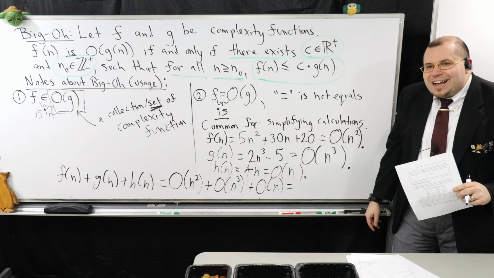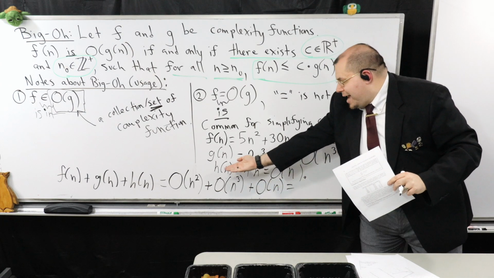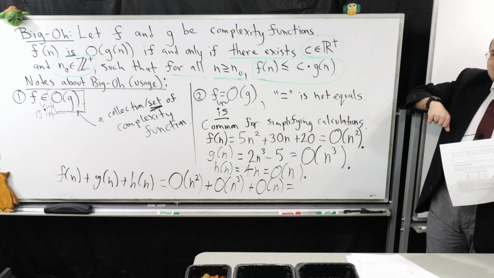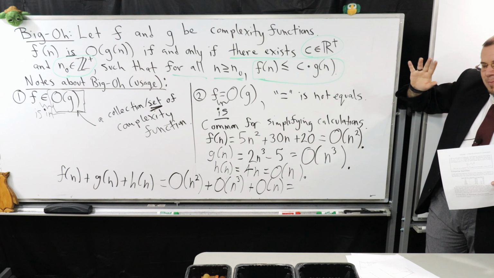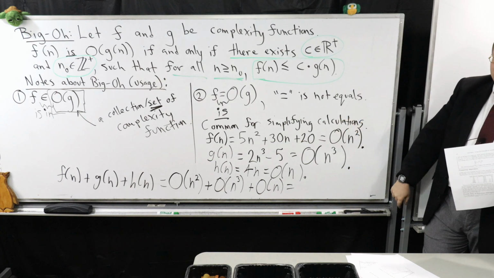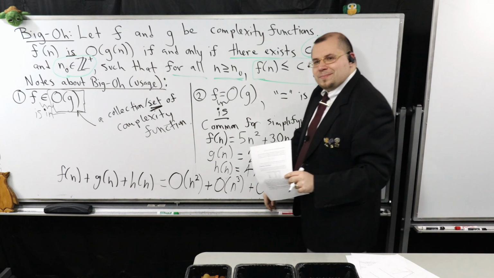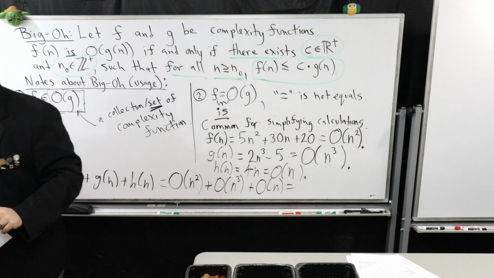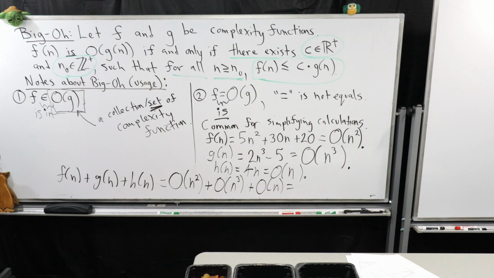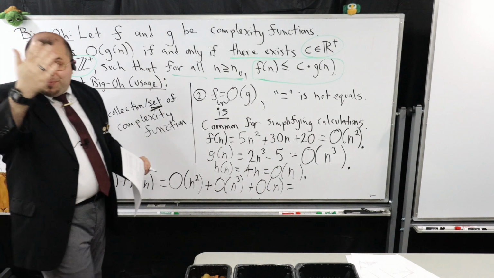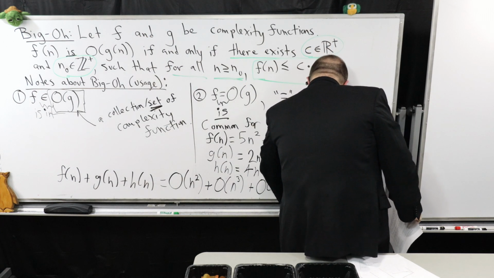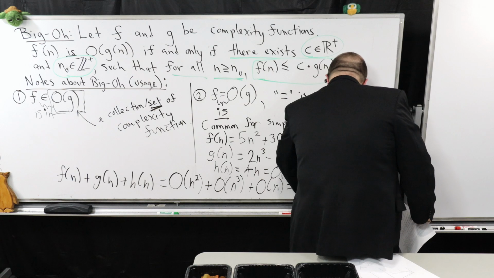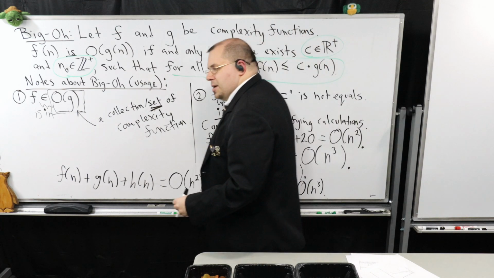Does anybody have any ideas of what the big O should be after I look at all three of these and add them like this? I'll give you a hint. It won't be much different from what we just did a moment ago. Yeah, it's big O of n cubed. Very good. So all you do is take the one that is the dominant term.